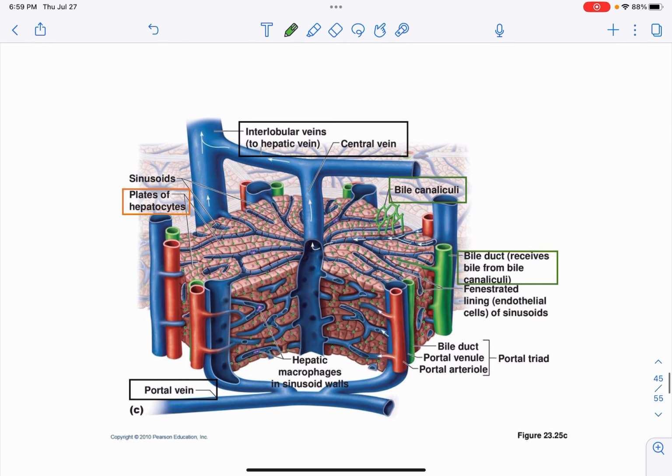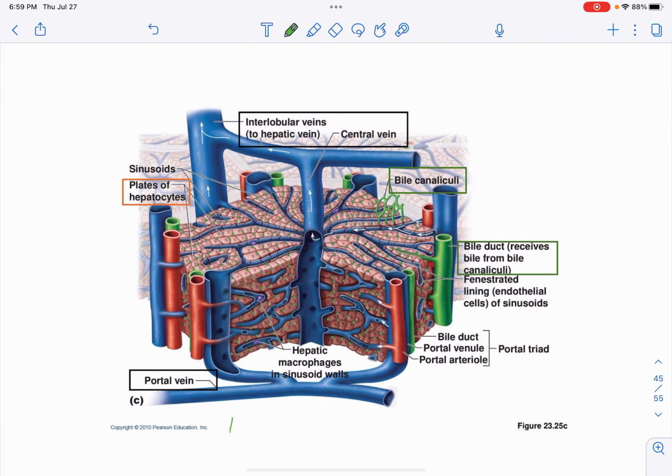So again, if we look at this, here is that portal vein. All of the blood from the digestive organs is going to enter the portal vein first. It's going to flow up through here, and then it's going to run down those sinusoids. And those hepatocytes line the sinusoids. So as blood is flowing, the hepatocytes can grab onto all the nutrients and store it.